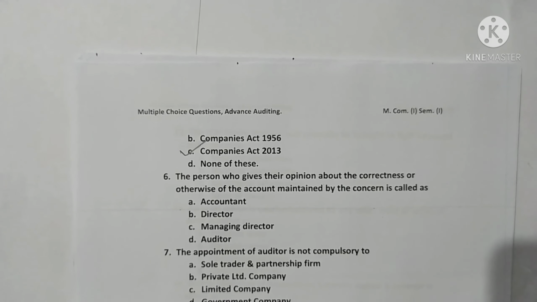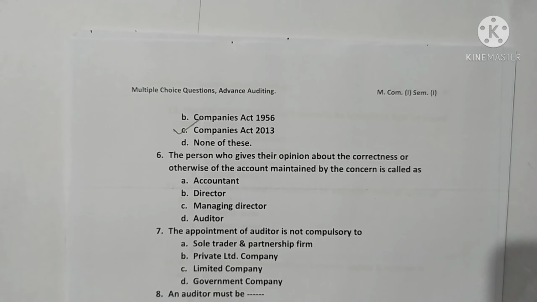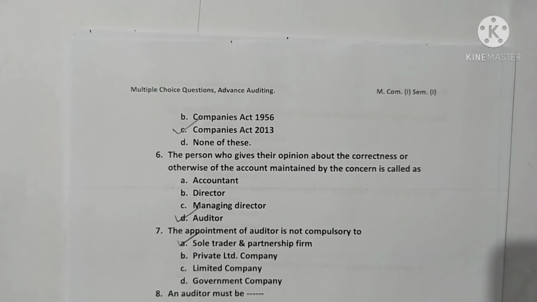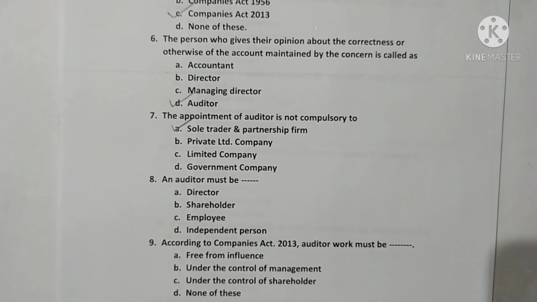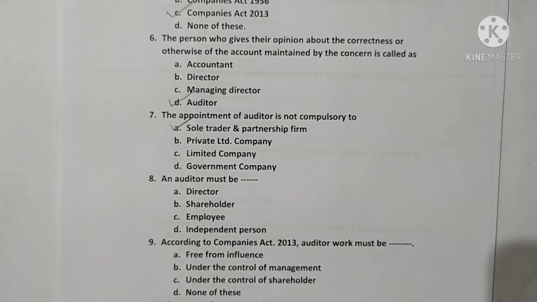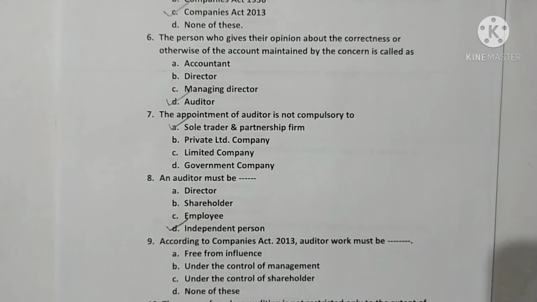Question six. The person who gives their opinion about the correctness or otherwise of the accounts maintained by the concern is called an auditor. Option D is correct. The appointment of an auditor is not compulsory for a sole trader and partnership firm. Here option A is correct. An auditor must be a director, shareholder, employee, or an independent person. Here independent person is the correct answer. Option D is correct.